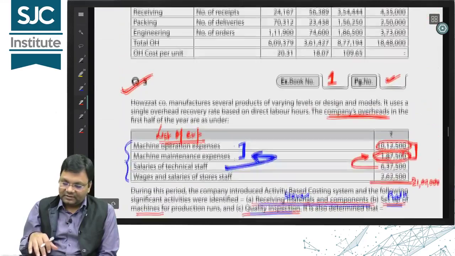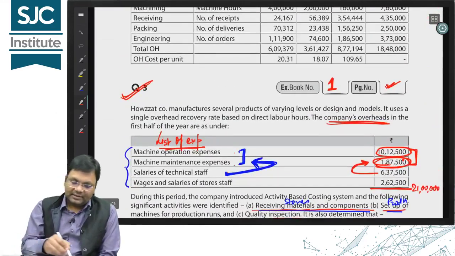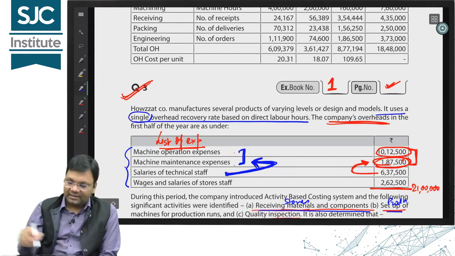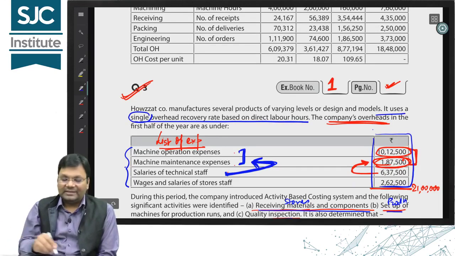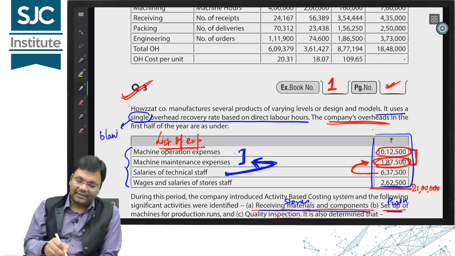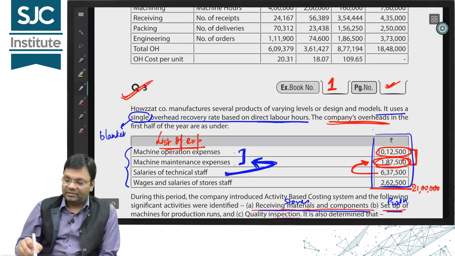The existing system, as written in the first line, uses a single overhead recovery rate based on direct labor hours. Single means only one department. That's why this cost has not been broken up into multiple departments. There is only one department which must be having all the cost. Single means blanket rate. So this is a blanket recovery rate being followed based on direct labor hours.